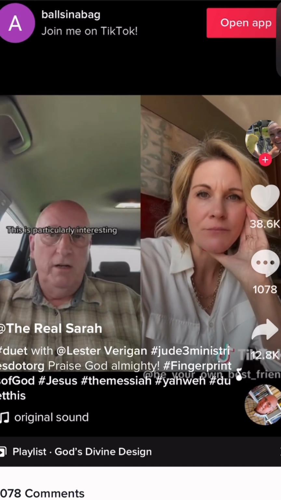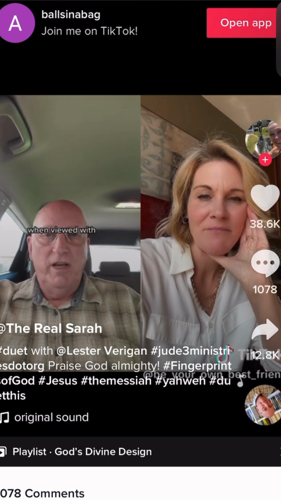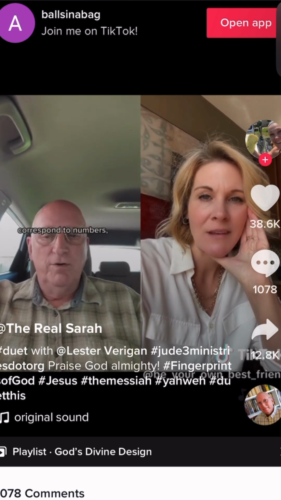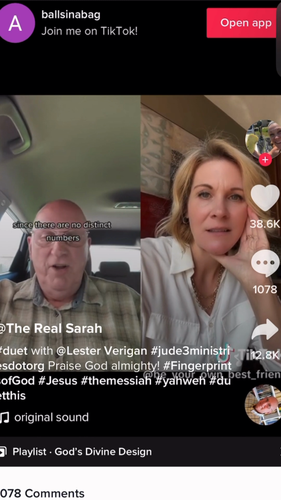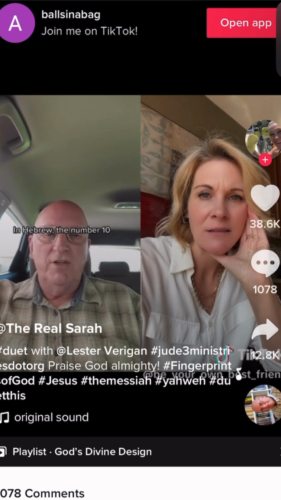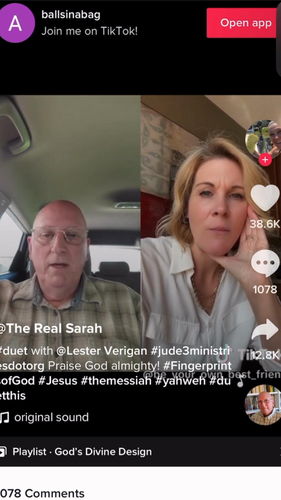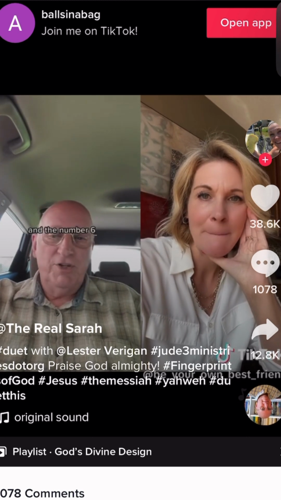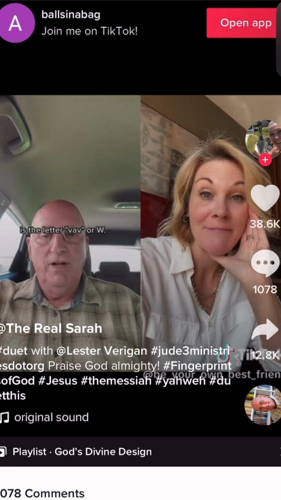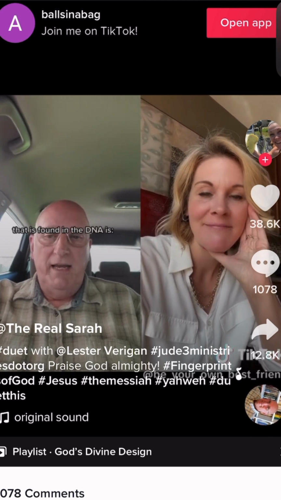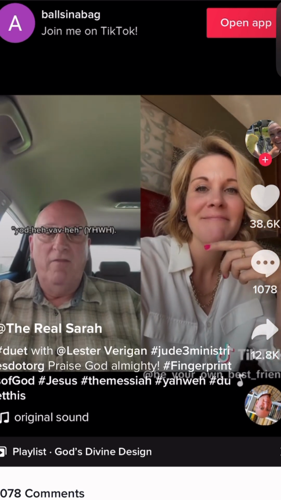This is particularly interesting when viewed with the Hebrew language. In Hebrew, the letters correspond to numbers, since there are no distinct numbers like we have in English. In Hebrew, the number 10 is the letter Yod, or Y. The number 5 is the letter He, or H, and the number 6 is the letter Vav, or W. Therefore, the pattern that is found in the DNA is Yod He Vav He.